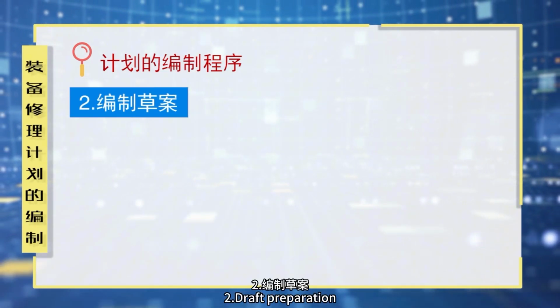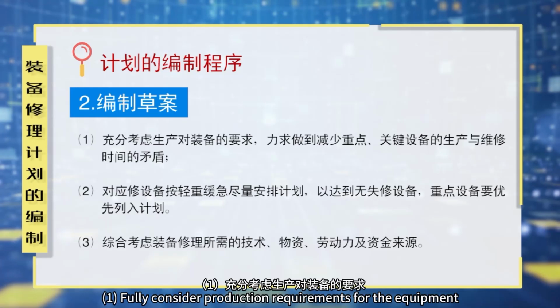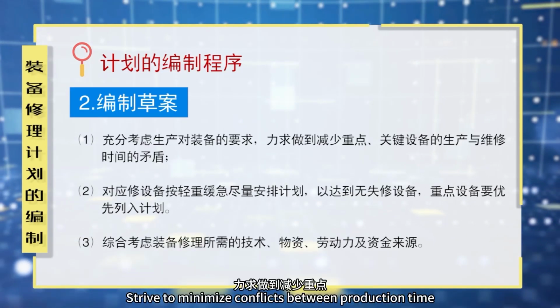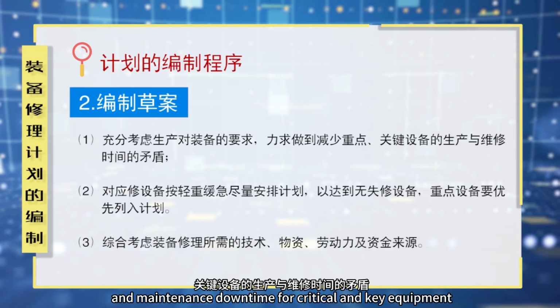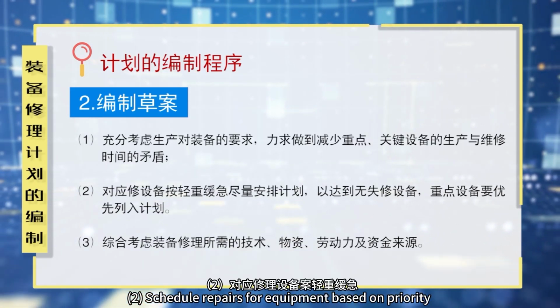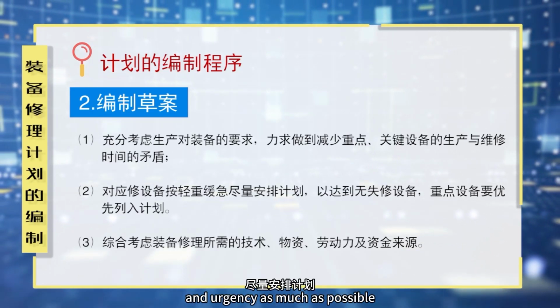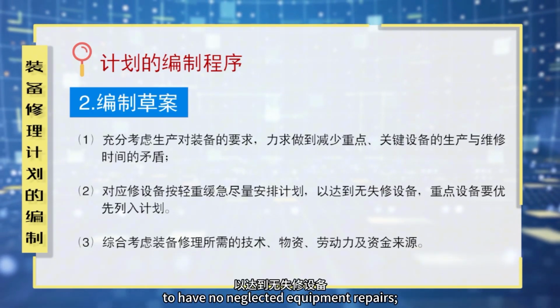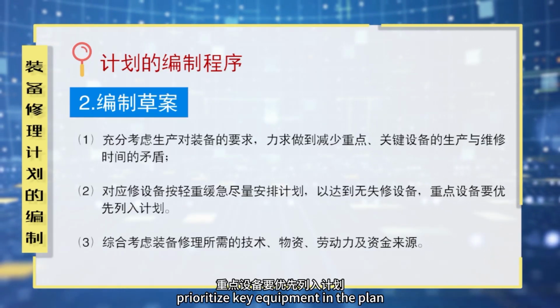Second, draft preparation. First, fully consider production requirements for the equipment. Strive to minimize conflicts between production time and maintenance downtime for critical and key equipment. 2. Schedule repairs for equipment based on priority and urgency as much as possible. To have no neglected equipment repairs, prioritize key equipment in the plan.